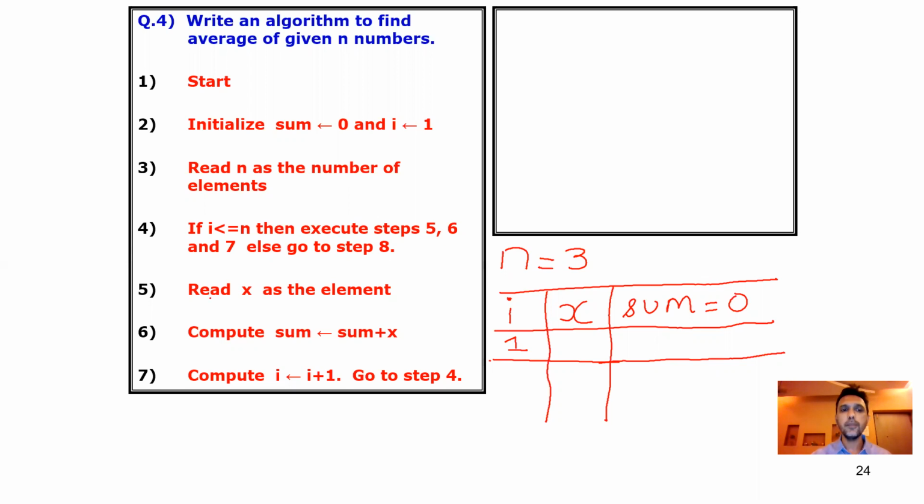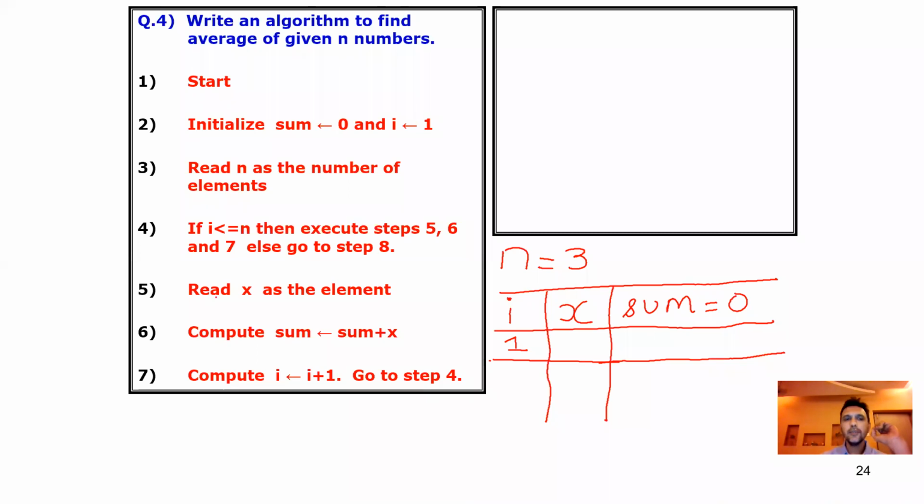So now I go to step number 5. Now I want everybody to read step number 5 loudly. Come on, read step number 5. Come on, read it. Just read it. Okay, nobody wants to read it, so I'll read it for you. It says read x as the element. Read x as the element.